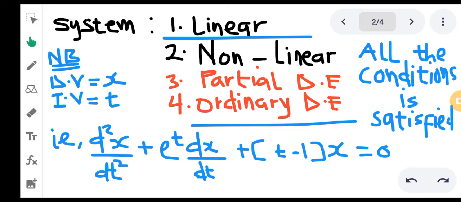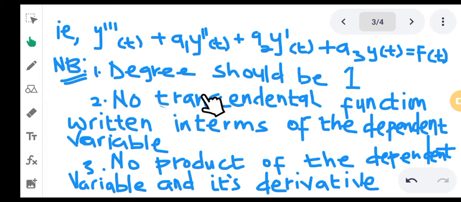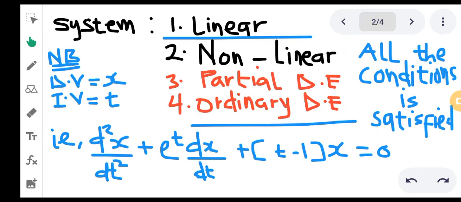And is it linear? Yes, it's linear, and these are the conditions. For a linear differential equation, one, the degree should be 1. Two, there shouldn't be any transcendental function written in terms of the dependent variable. Three, no product of the dependent variable and its derivative. We can say the dependent variable is x, and no transcendental function is written in terms of the dependent variable. Here, the transcendental function could be logarithm, exponential, or trigonometric functions.